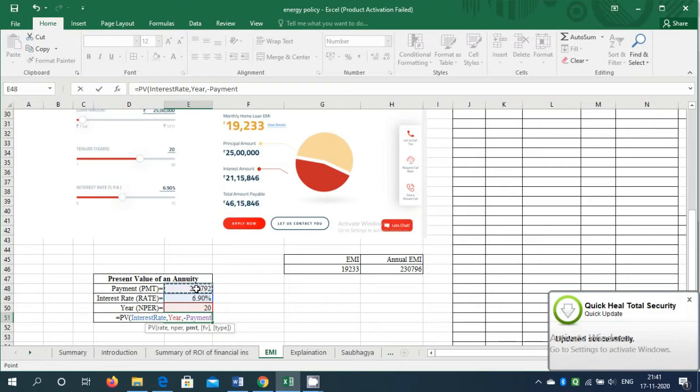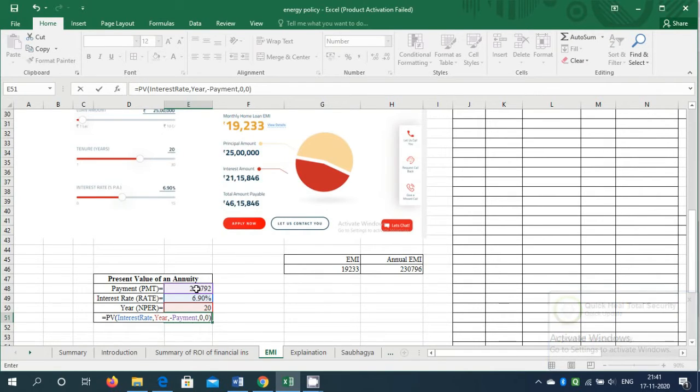Okay, then comma 0 comma 0. Okay, then after I'll close the bracket and I'll press enter. So how much is it coming? It is coming 24,64,133. What is your principal amount? Principal amount is 25 lakhs.